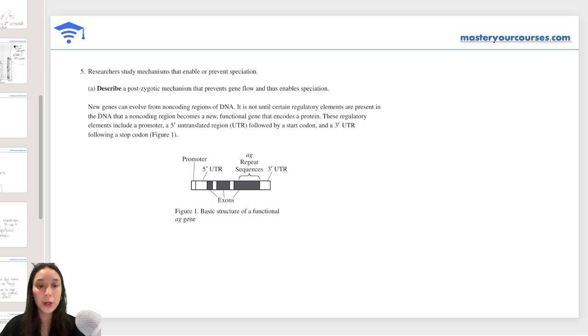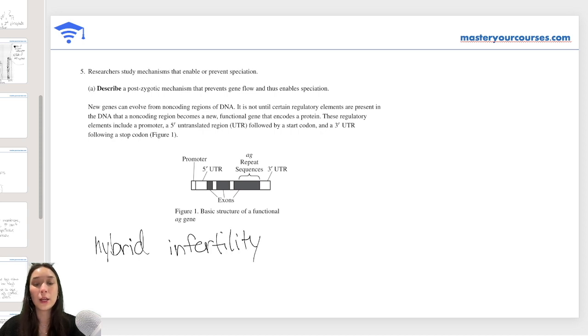So the first one is going to be hybrid infertility. And you probably have to go on and give a definition of this. So this would just simply mean that the hybrids that are formed would not be fertile, and so therefore that stops them from being separate species.